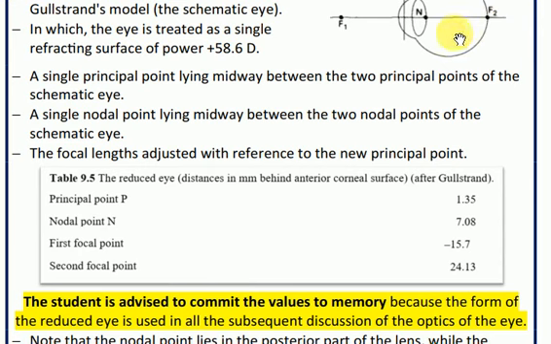Nodal point in the posterior part of the lens, second focal point on the retina of the normal eye. The students are advised to commit the values to memory because these values and the form of the reduced eye are used in all subsequent discussions of the optics of the eye.